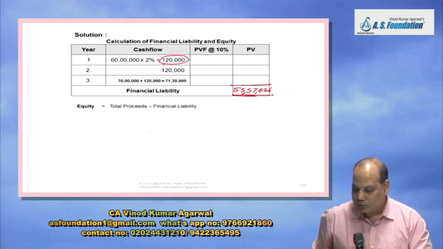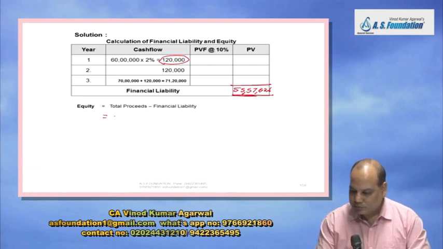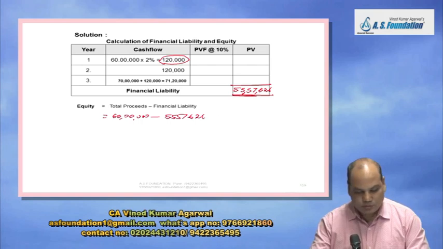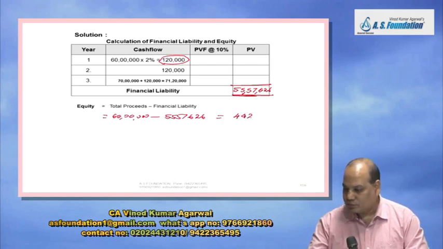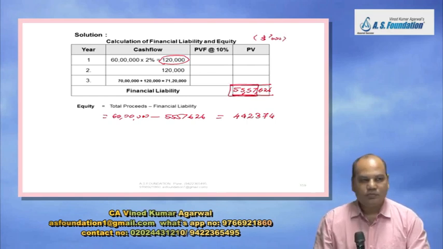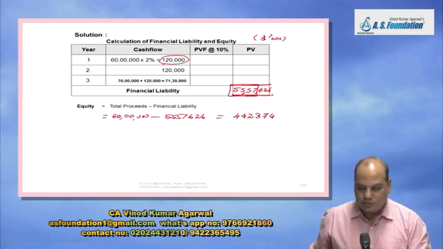And the total proceed is how much? 6 million. 6 million minus 5557626 is how much? 442374. In the exam you can write in dollar in thousand also if you want. Then your answer will be 5557. You can do that. That much is allowed.